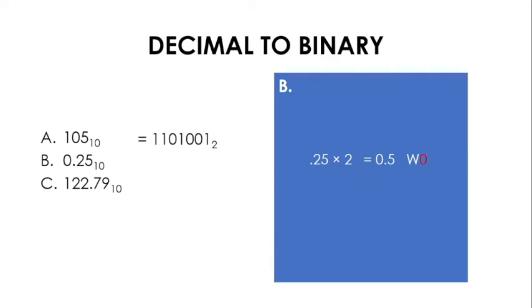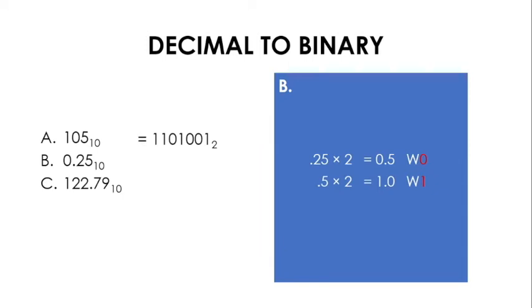Now, on the previous example, we took the remainder. In this example, we will take the whole number part of the product, which in this case is 0. After which, we will take the fractional part and multiply it again by 2. The process will stop once we reach a fractional part that is equal to 0. We'll take 0.5 and multiply it by 2. The answer will be 1.0.